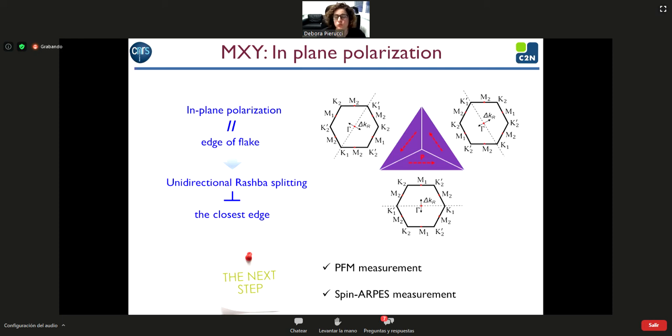What we would like to do next is to do PFM measurements, in order to really visualize the polarization on the flake, and a plus would be if we could also do spin-resolved ARPES measurements. But you can understand that in the case of a flake, with the setups currently available at the synchrotron, it is more difficult to perform spin-resolved ARPES measurements.